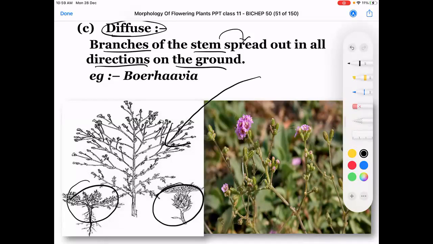They are not found as a tree. It is like a small shrub-like structure, right? And the example given here in the diagram is Boerhavia. The pronunciation is Boerhavia.